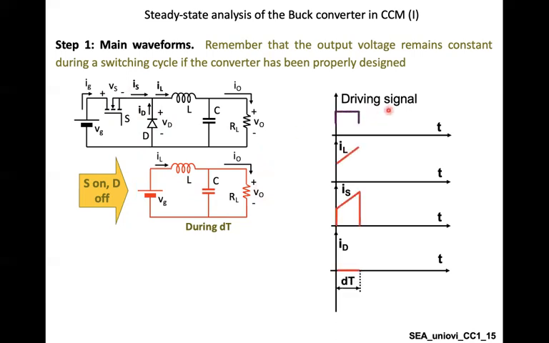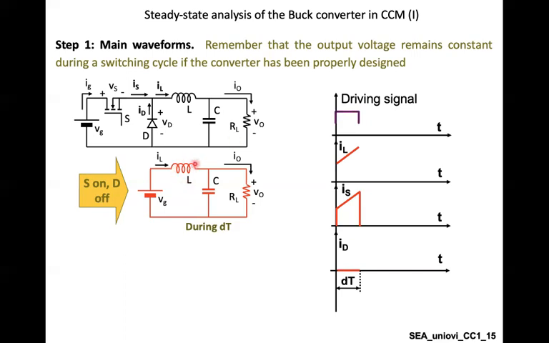Let's start that now. This is the driving signal. I mean, the signal inputted to the gate of the transistor. So let's assume that this is in the high state. So if this is in the high state, what will happen simply is as following.